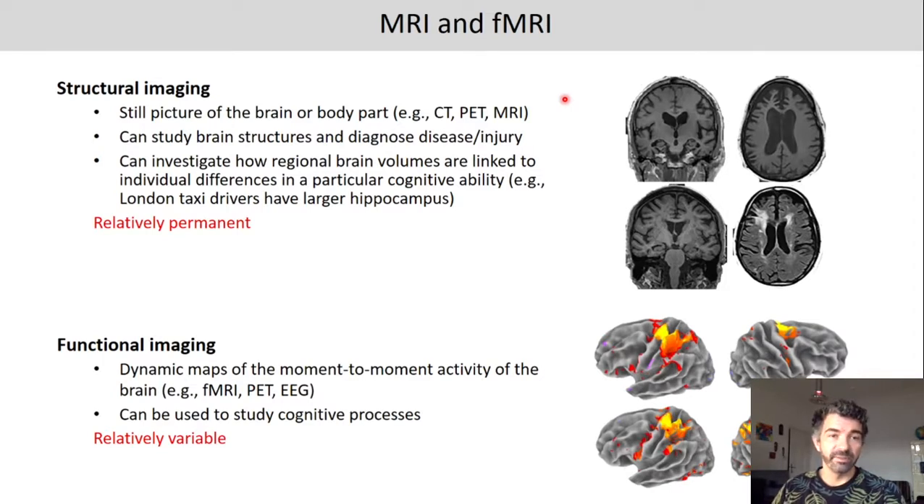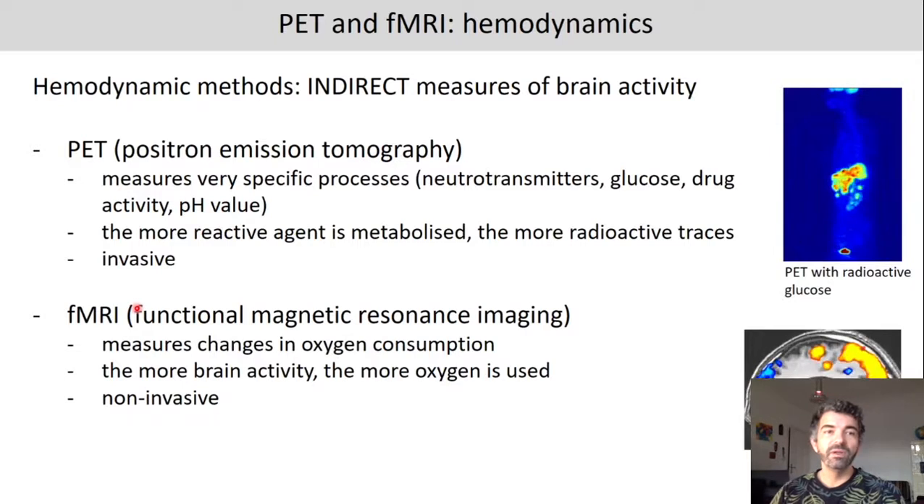We would need functional imaging for that, because functional imaging allows us to dynamically map the moment-to-moment activity of the brain, and this can be done, for example, using fMRI. So we're looking at relatively variable processes here. All hemodynamic methods are an indirect measure of brain activity. So we're not measuring the neural activity itself, we're measuring something that responds to the brain activity.